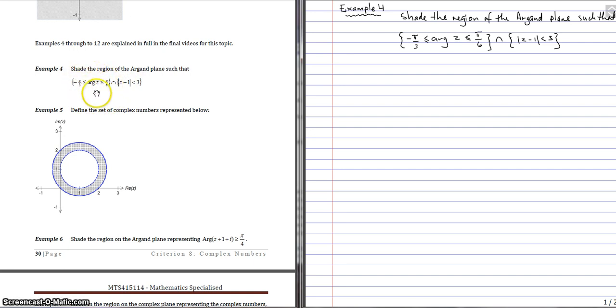What we need to do is look at these regions separately to see what they are, and this intersection part means we want to shade the region that holds true for both of these at the same time. So let's first consider this part here. Okay, let's first consider that one. Now this, remember, with arg z is going to represent a ray. Now because it's just z and we haven't got any translations in there, it's going to be from the origin.